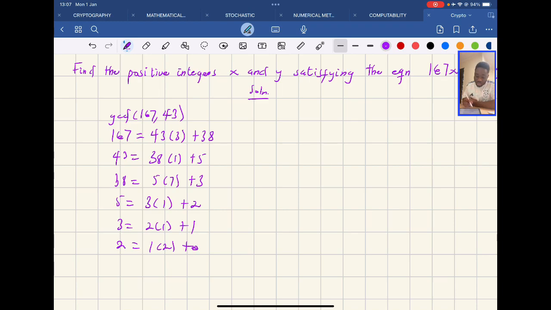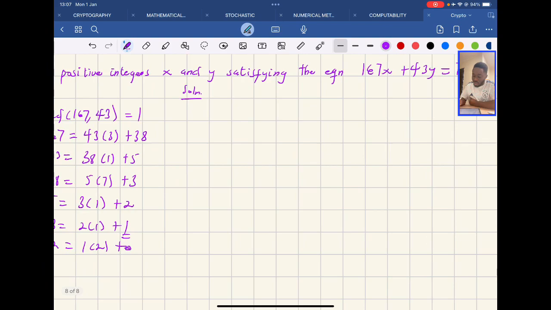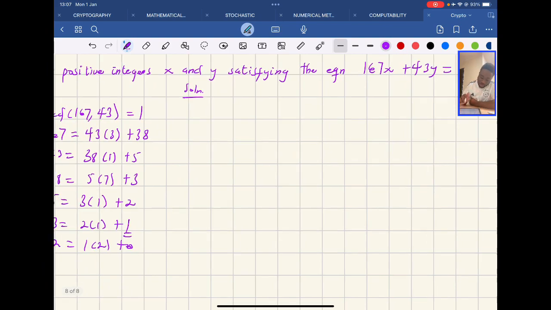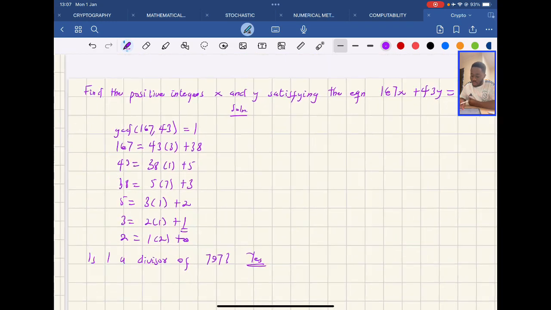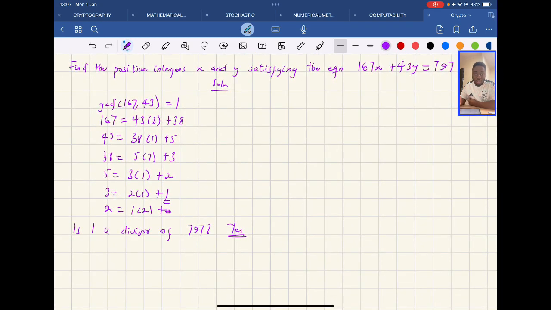So we can see that the GCD of 167 and 43 is 1. Now we have to check, is 1 a divisor of 797? The answer is yes, it is a divisor. So if it is a divisor, then it means that an answer exists. So we can go ahead.